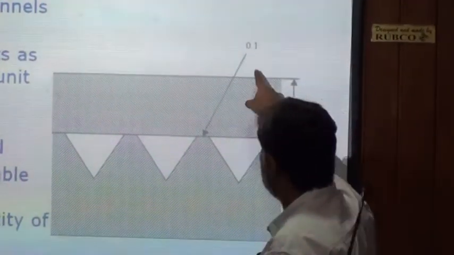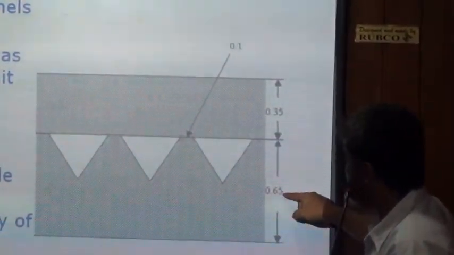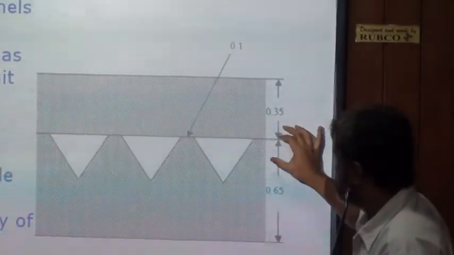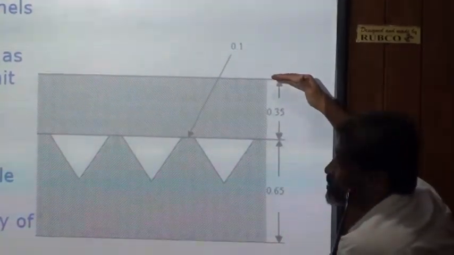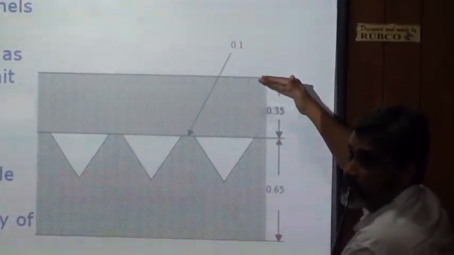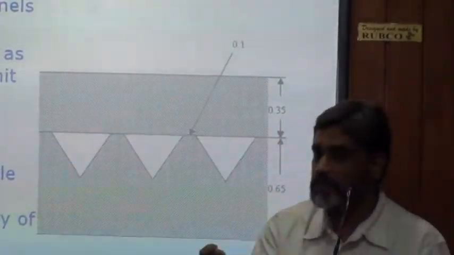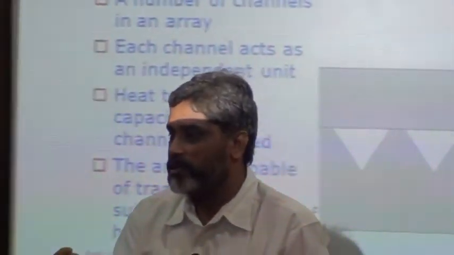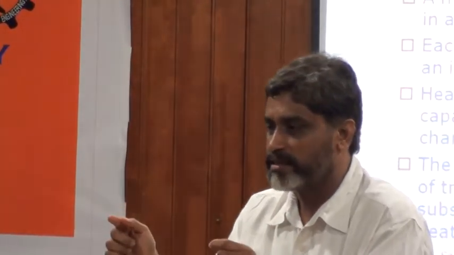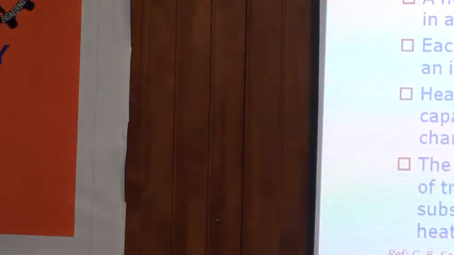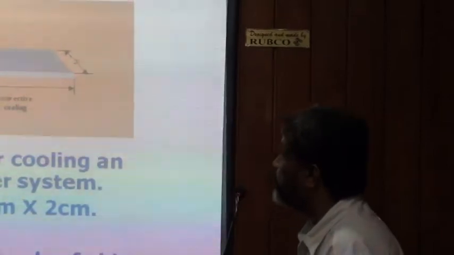One passage, you know, these dimensions are all in millimeters. 0.65. The total thickness is 1 millimeter. So it's just like the centimeter scale that you're using. This is a very thin thing, which is a heat pipe, which contains so many passages inside. So if I'm using these geometries, I can arrange so many of them.